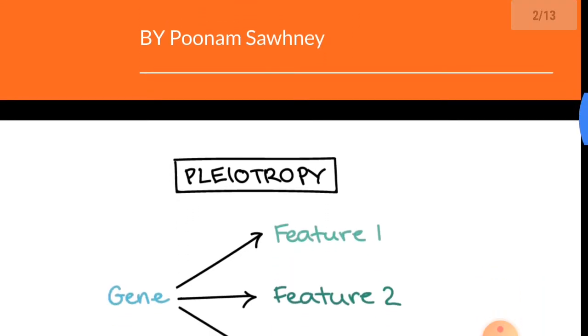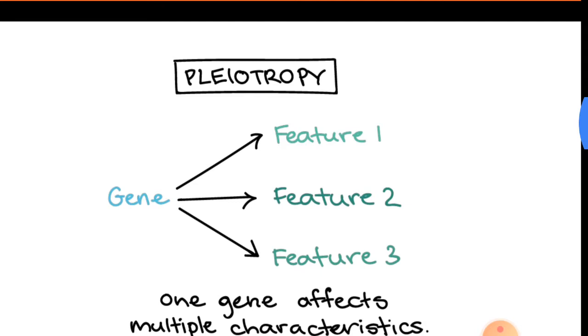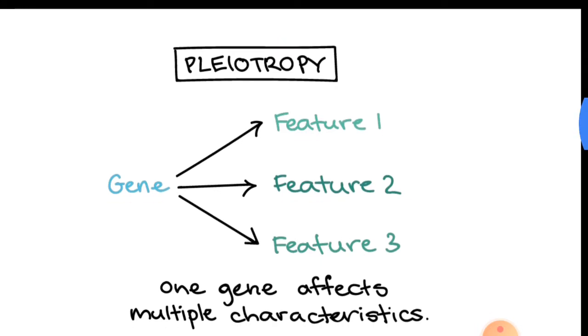Today we'll talk about pleiotropy. We have already discussed direct dominance and recessiveness, then incomplete dominance and codominance. Now, what is this pleiotropy? Pleiotropy means when one gene affects multiple characteristics. That is, the same gene is affecting the first feature, second feature, third feature, maybe. So, when more than one character is affected by the same gene, that is what is known as pleiotropy.